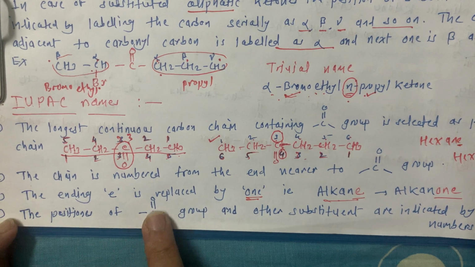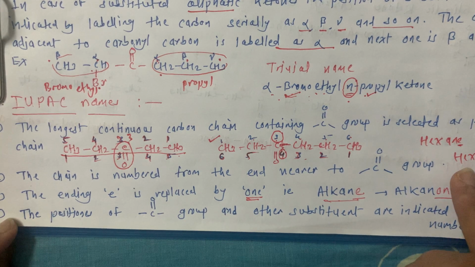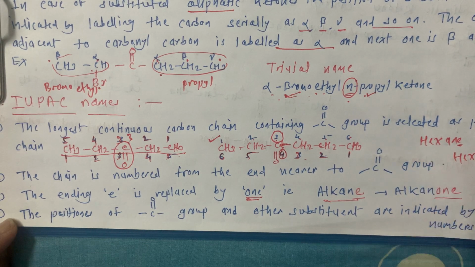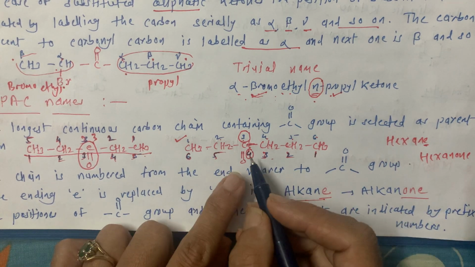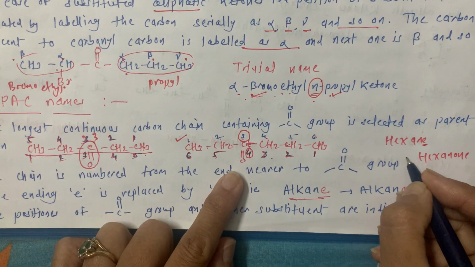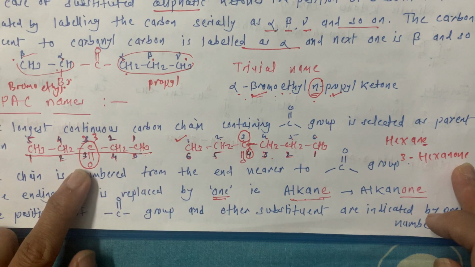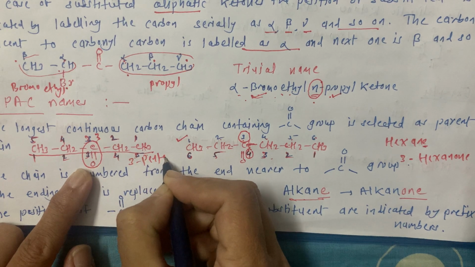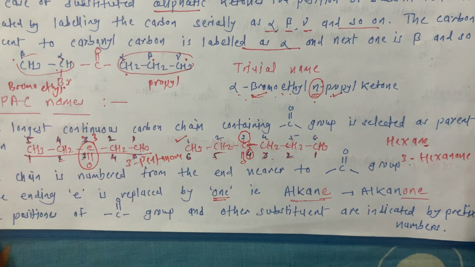The positions of the carbonyl group and other substituents are indicated by prefix numbers. It means you have to write the number in front of this name first. So what is the number here? This is 1, 2, 3. So this is 3-hexanone. What about this one? This one is 3-pentanone.